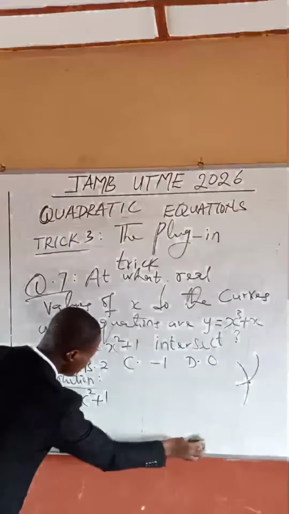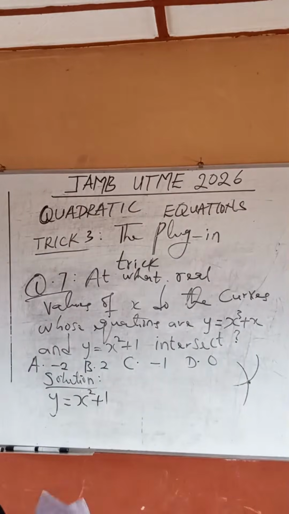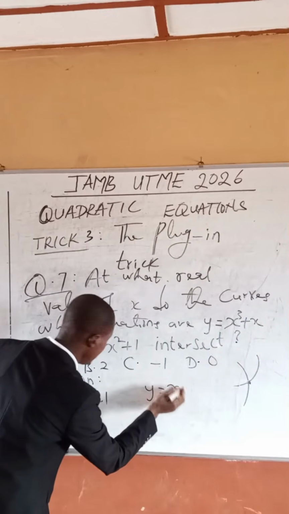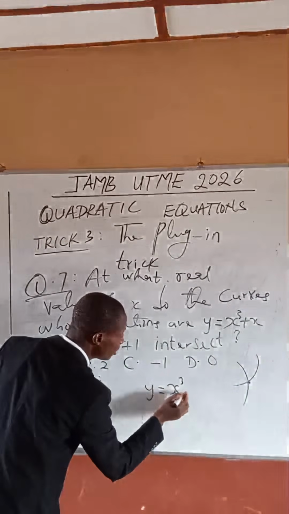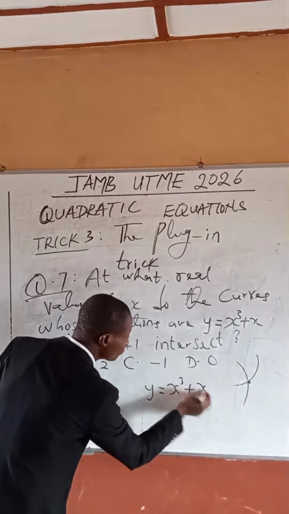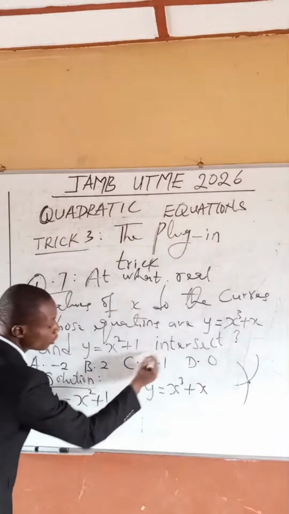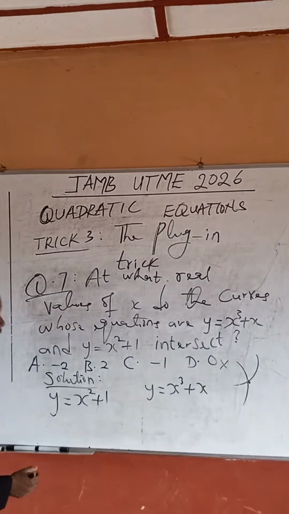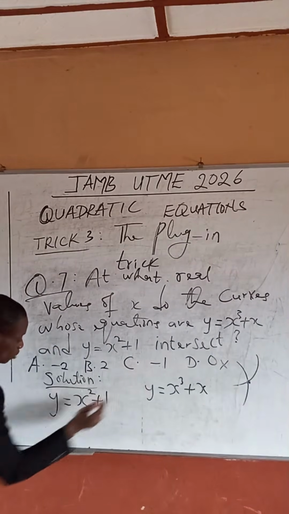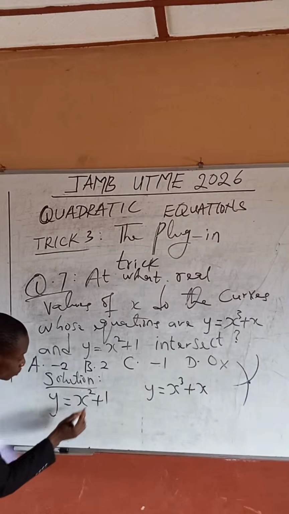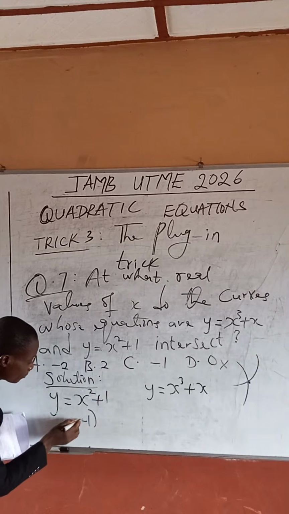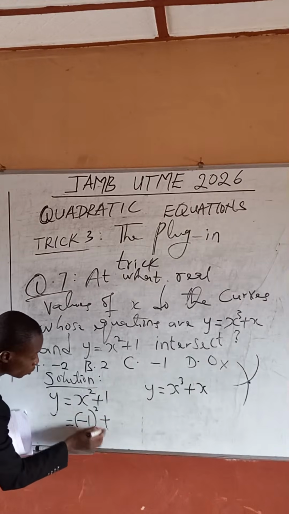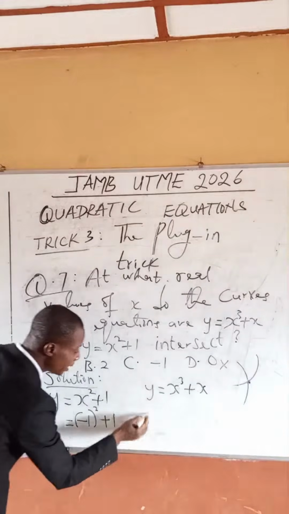So since we have tried 0, it didn't work. We'll try -1, which is close to 0. Remember, our y is equal to x raised by 3 plus x. So let's try -1. Put -1 here. We have -1 squared, because it is squared, then plus 1 here. Then do the same here.